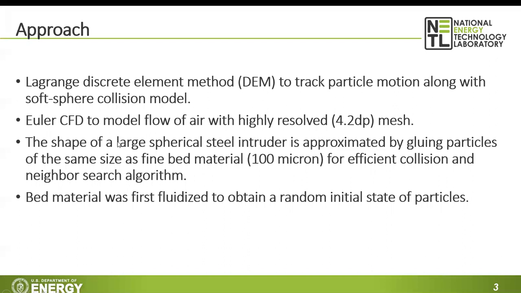The shape of the large intruder, and this is very important, the shape of the large spherical steel intruder was approximated by gluing particles of the same size as those that make the bed material, which are 100 micron. This was done for efficient collision and neighbor search algorithm. The bed material was also first fluidized to obtain a random initial state of particles. This is similar to how it's done experimentally, and I will show you some video of the fluidization of these type A particles.